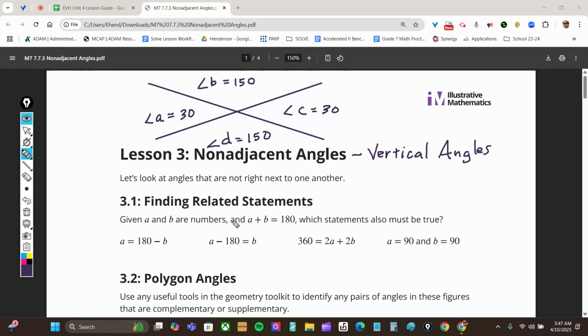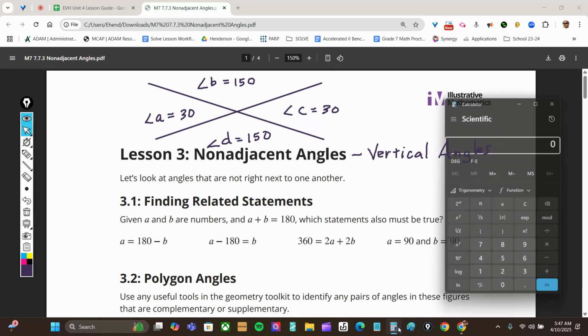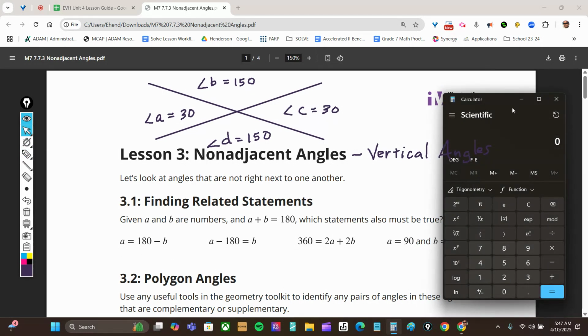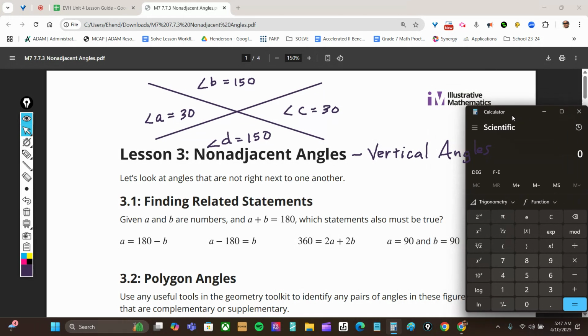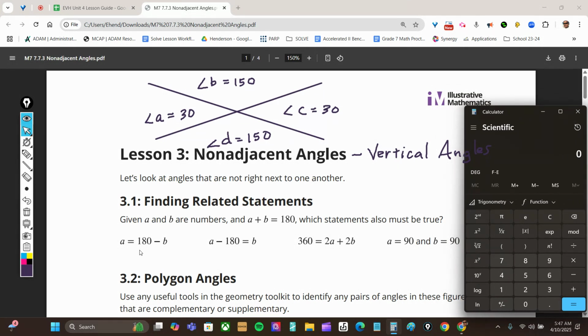Given A and B are numbers, so say angle A and B, and A plus B equals 180. Which statements also must be true? So A equals 180 minus B. Okay, so let's look at this example.